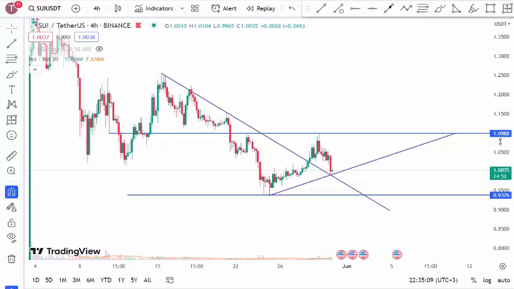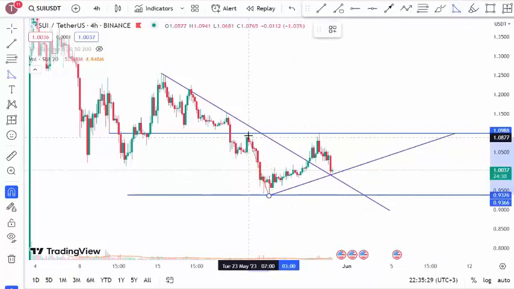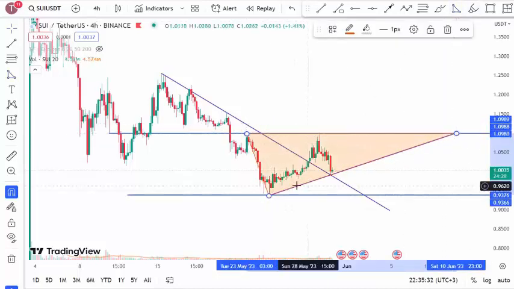With the mentioned pullback, we can say that an ascending triangle has formed. If we draw it, we see an ascending triangle. We do not want the triangle to break to the downside. If it breaks, it is likely to drop to around 0.93. Let's also mention this here and start our analysis from our indicators.